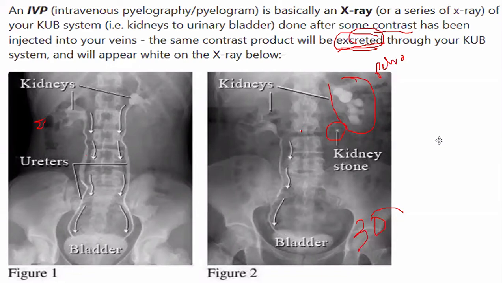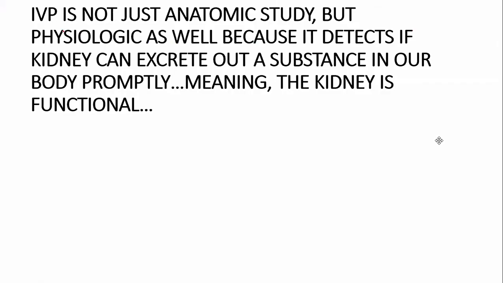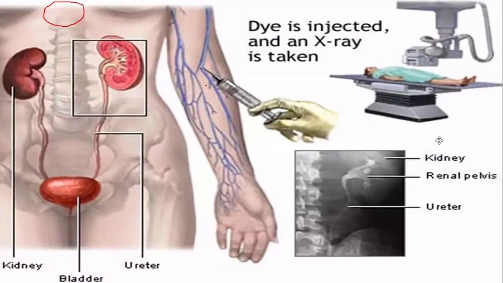Okay, we go further. So IVP is not just anatomic, but physiologic as well because it detects if the kidney can excrete out a substance in our body promptly, meaning the kidney is functional. Okay, we go. So you know how to do this. So beware to have the creatinine level first, and at the same time try to know if there is an allergy or not, because you can be killing the patient. Okay, so that's it.